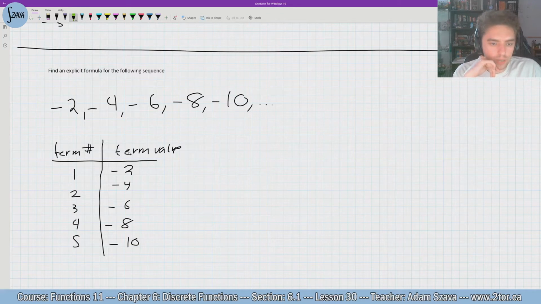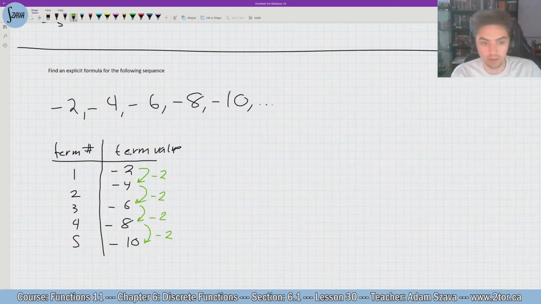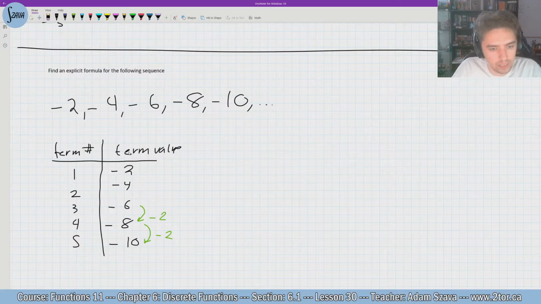So the first thing to note, okay, well, we're going up by some amount here. Well, actually, we're going down. So we're going down by 2 each time here. Okay. So that's interesting. That seems to give us a nice recursive formula. A recursive formula is usually pretty easy to find, depending on the situation. But now the explicit formula, we have to sort of identify, okay, well, we're going down by 2 each time. So we start at -2. You can think of it like this. We start at -2.